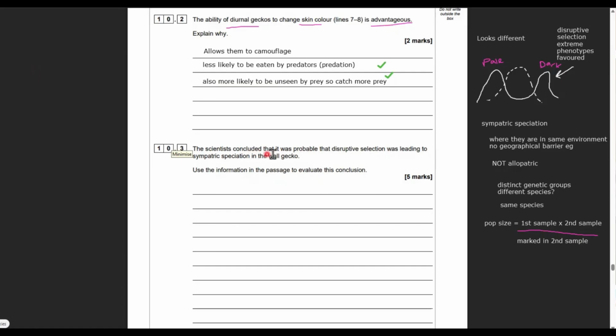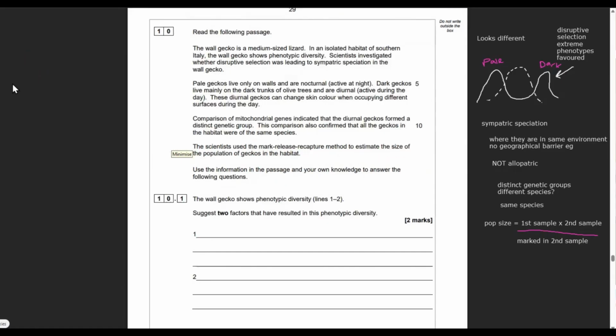So just remember that sentence, because I'm going to go up to the information. We want to evaluate: is it sympatric or allopatric? Is it disruptive, and what evidence is there? And is it speciation? So let's check it out. Just underlining some of these.